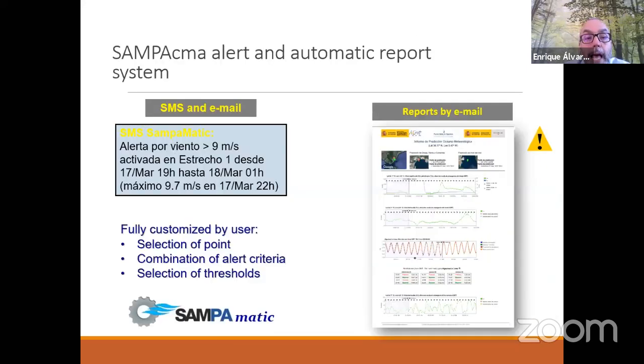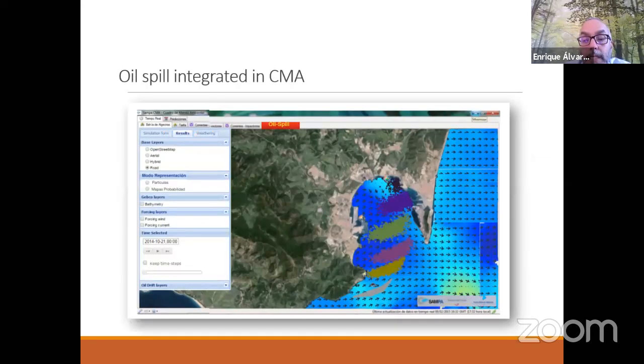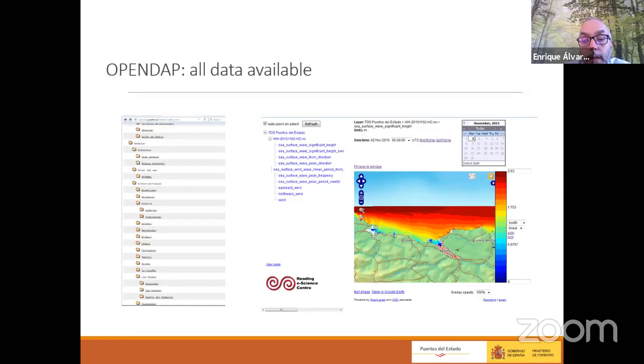This is how the alert system and the reports that we are issuing every day for the ports look. They are receiving SMS and email alerts every day. They can configure their own thresholds. They can select the point where they want to have the alerts, and they automatically receive the alerts when they have an event coming that is creating some risk to the operations. This is the oil spill model.